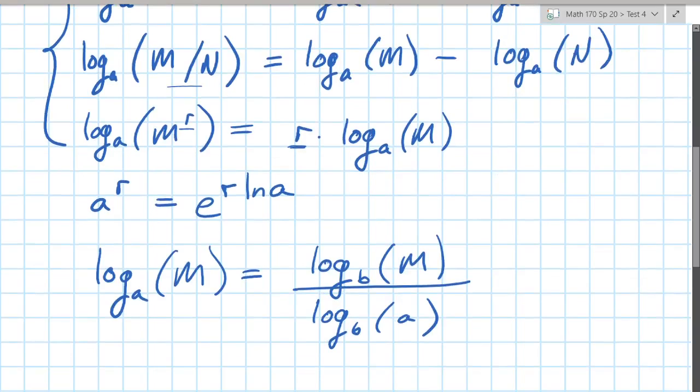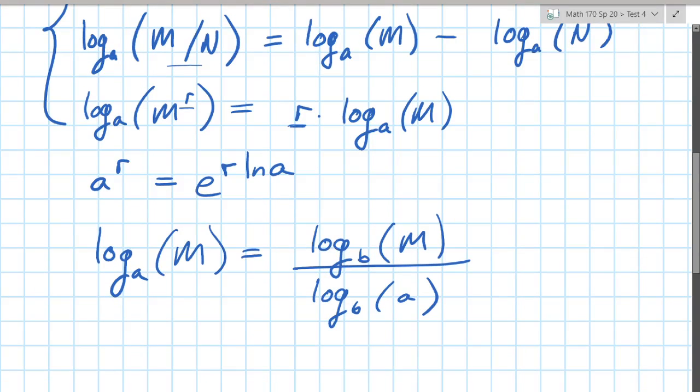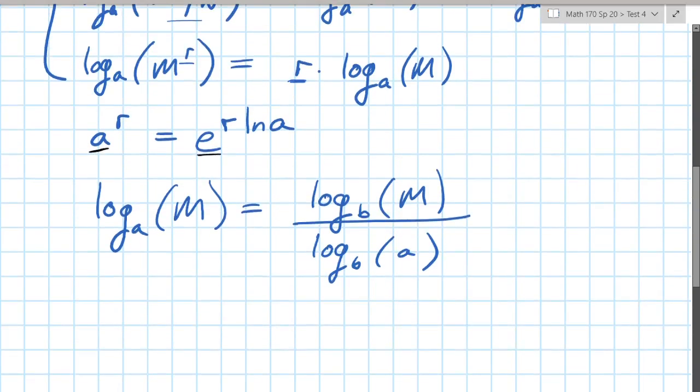The next two kind of change around what your base is. Here our base is a, and we can change it to base e if we wish. And then the last property is change of base for log, where if we want to change from base a to base b, we just have to follow this pattern or this formula, and that will change our base.